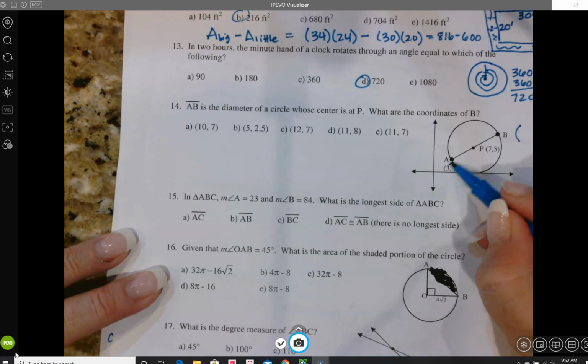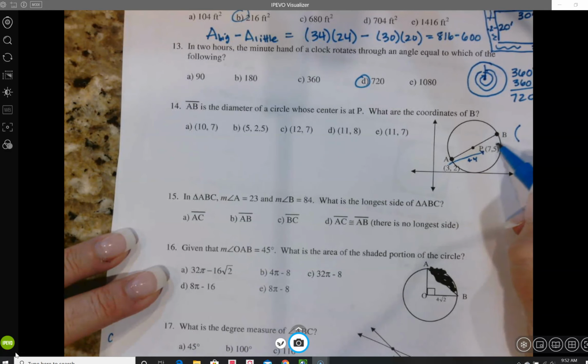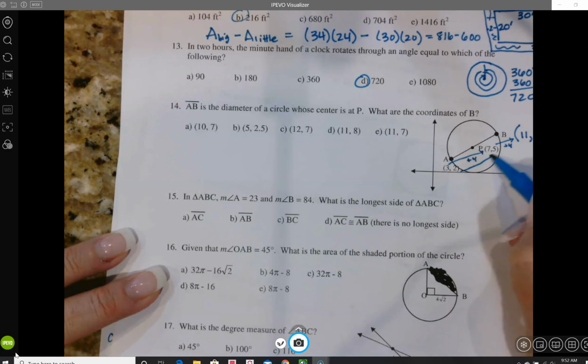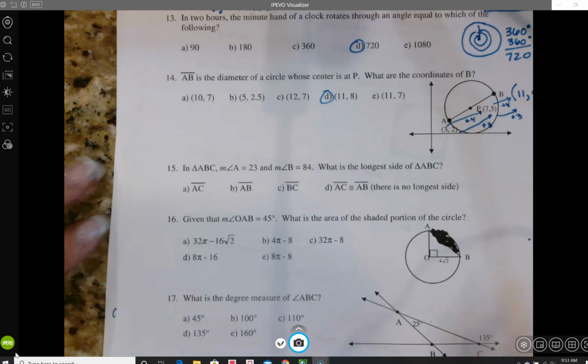So in the x's, to go from 3 to 7, we went up 4. So we're going to go up 4 more. 7 plus 4, that's going to put us at 11. And then to go from 2 to 5 on the y's, we went up by 3. So I'm going to go up 3 more from 5, and that's going to put me at 8. Number 15.